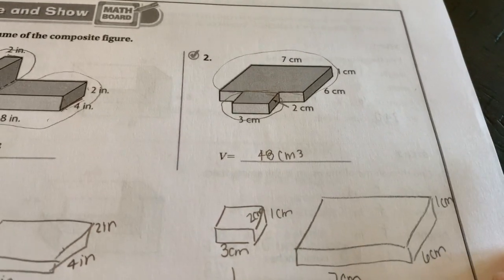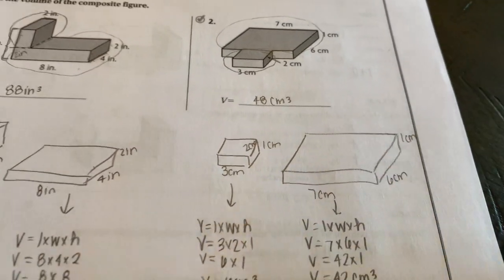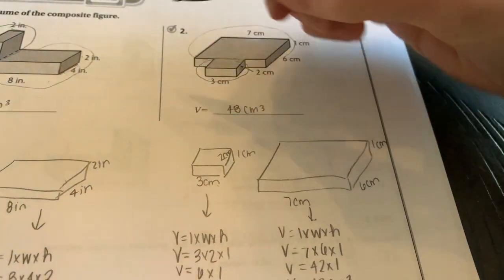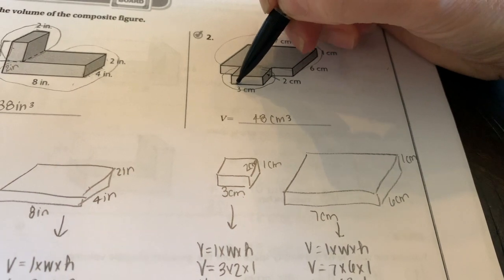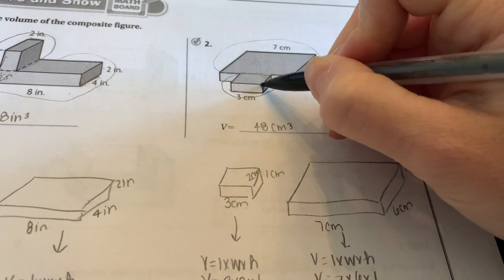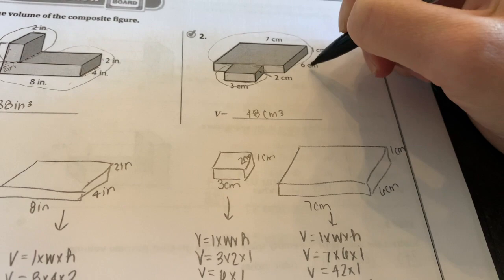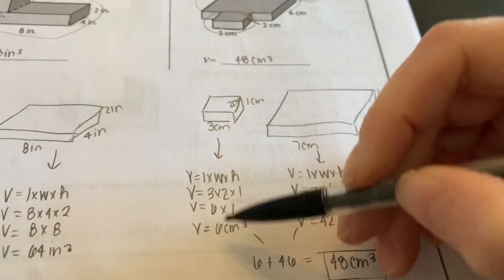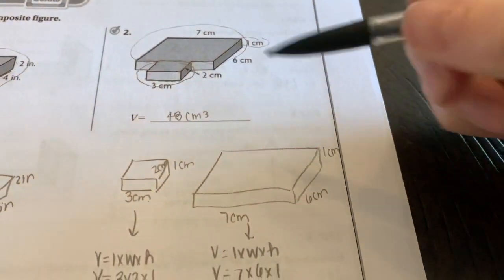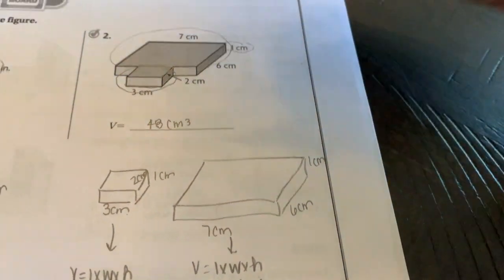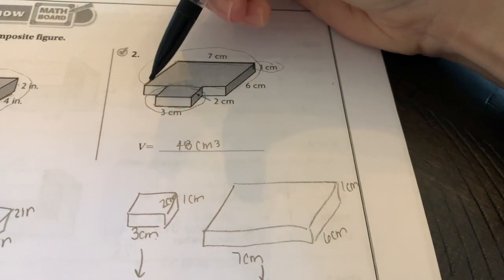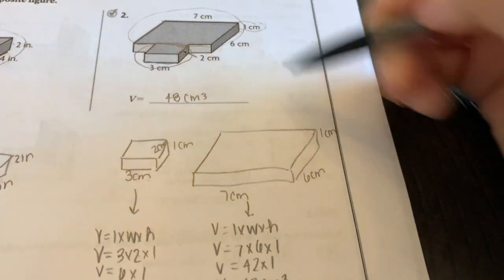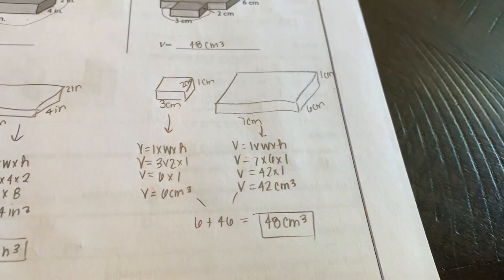For number 2, I got 48 centimeters cubed. So again, I broke it up. So I took off this little chunk here, and I labeled it. Everything was actually given. The length was 3, the width was 2, and the height, if you look around, they give it, it's 1 over here. So 3 times 2 times 1 was 6. And then the bigger one, actually everything was given again. The length was 7, it's just back here. It's the same over here. The width was 6, and the height was 1. So 7 times 6 times 1 was 42.